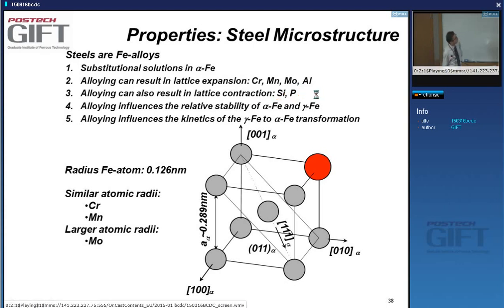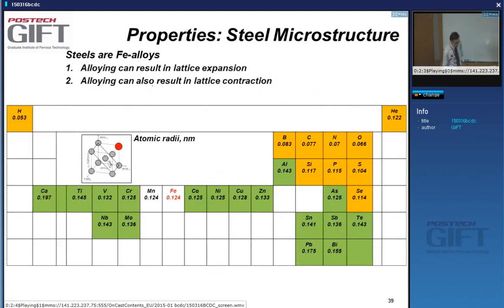So this is some information here, just if you're interested. Alloying elements result in lattice contraction or expansion. That's related to the size of the atom relative to that of iron. So I will post a new version of the slides for the introduction on e-class, so you'll be able to find it this afternoon already.